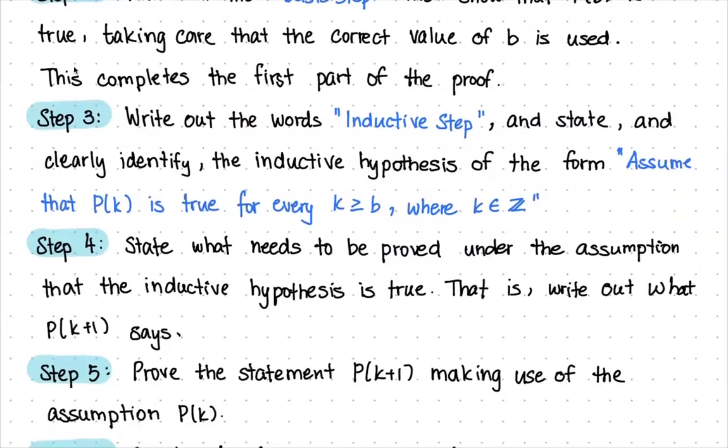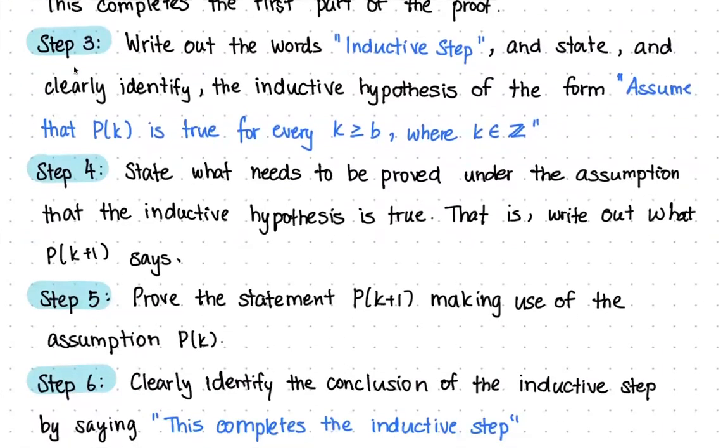The third step involves writing out the inductive hypothesis. This is the second part of the proof, the inductive step. We want to clearly identify the inductive hypothesis, usually of the form: assume that P(k) is true for every integer k greater than or equal to b, where k is an integer. That's the thing we assume in order to prove the next step.